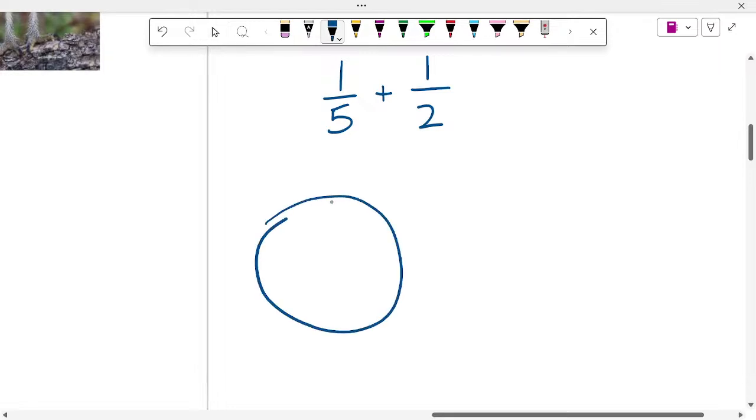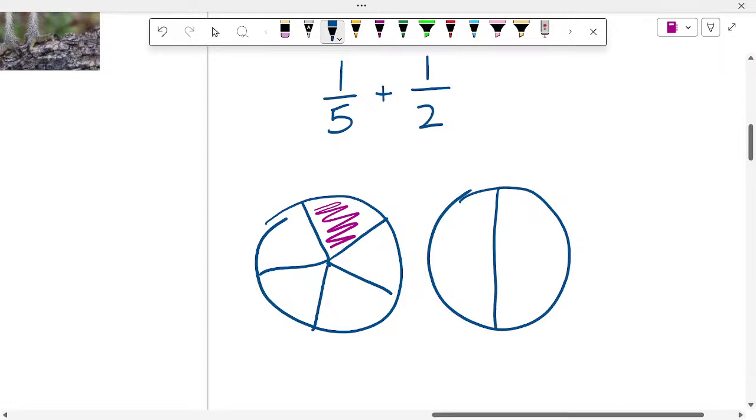This is the classic. Imagine we've got a 5-slice pizza. 1, 2, 3, 4, 5. A perfectly fair 5-slice pizza. Let's try that again. That's good. And that's like having 1/5 of it, right? And then we order a second pizza, and this time I'm going to take half of it, right? How much do I have?